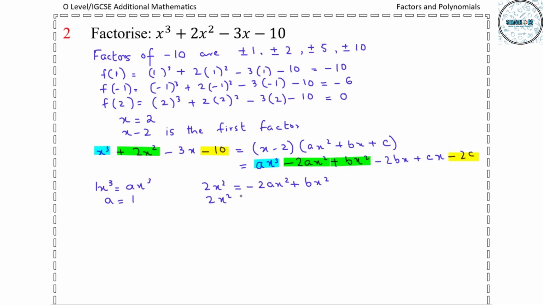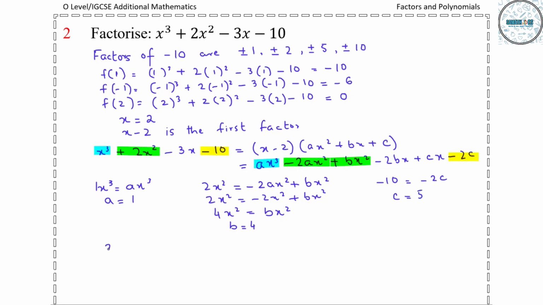When we substitute the value of a as 1 here, this will become minus 2x square. When we take minus 2x square on this side, this will become 4x square. So b is equal to 4. Then minus 10 is equal to minus 2c. So c is equal to 5.